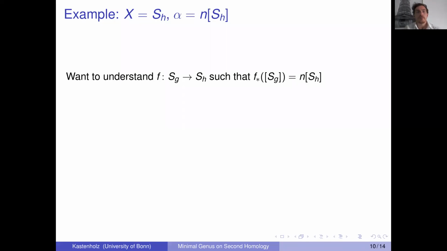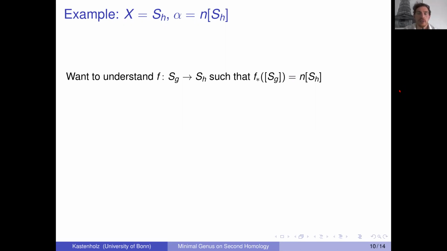So, as I said before, in the second part I want to give you an idea of how you can actually compute the minimal genus for nice spaces. And I also want to say why in general it is uncomputable. So let's start with a very simple example.